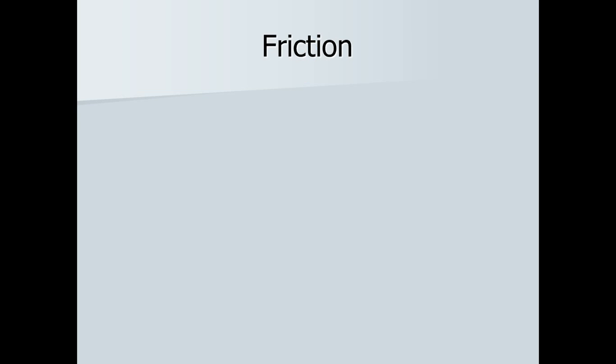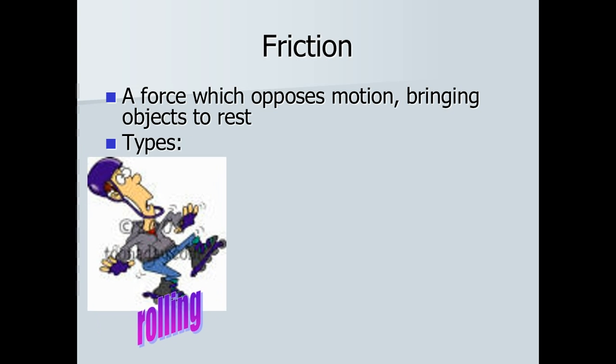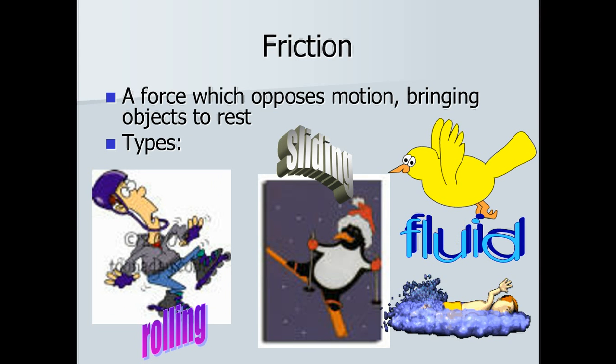Now let's talk about friction. Friction is a force which opposes motion, bringing objects to rest. To oppose motion means to go against it. It means it's making things stop or slow down. There are three types of friction: rolling friction, sliding friction, and fluid friction.